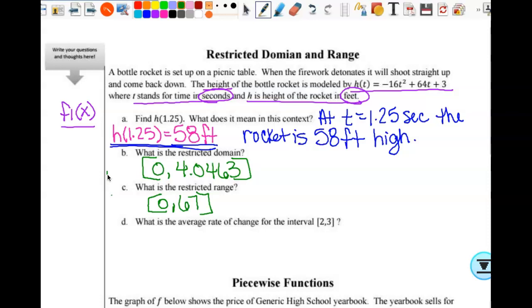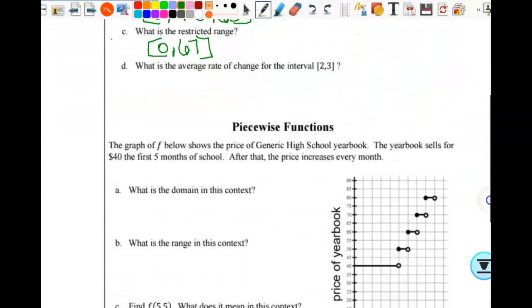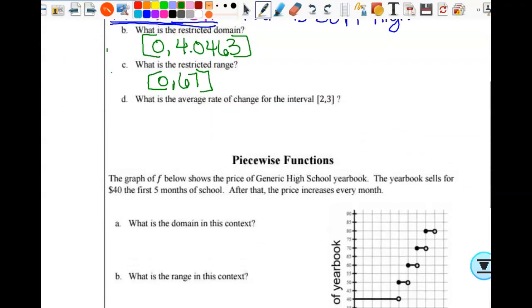All right, so then it asks for the average rate of change for the interval from 2 to 3. What is the average rate of change? What is that in general? Slope, right? So it's the average rate of change for the interval from 2 to 3. I know that that means slope. So I'm going to find a slope. I'm going to find h of 3 minus h of 2 over 3 minus 2.